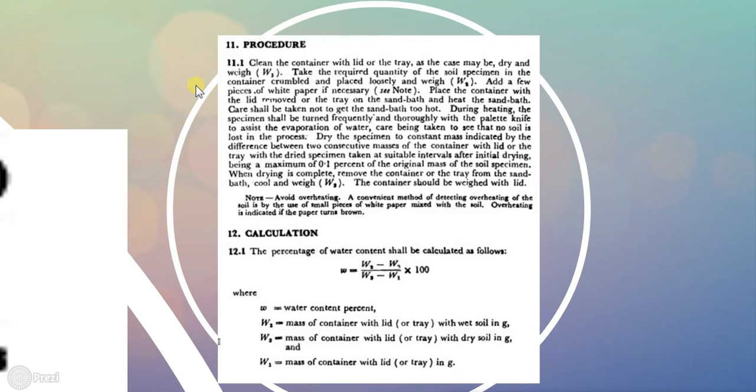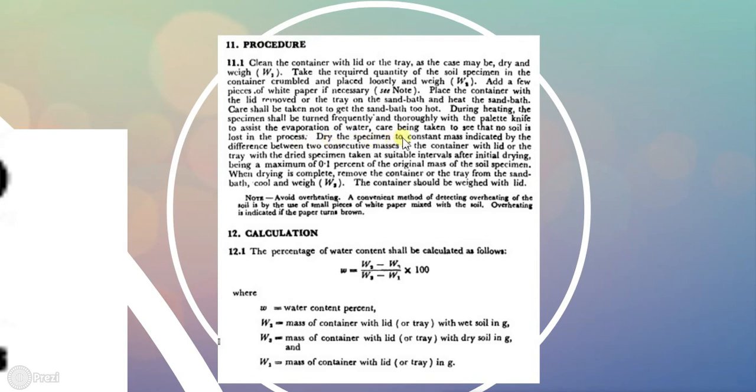Add a few pieces of white paper if necessary. Place the container with the lid removed or the tray on the sand bath and heat the sand bath. Care shall be taken not to get the sand bath too hot. During heating, the specimen shall be turned frequently and thoroughly with the palette knife to assist the evaporation of water, care being taken to see that no soil is lost in the process.